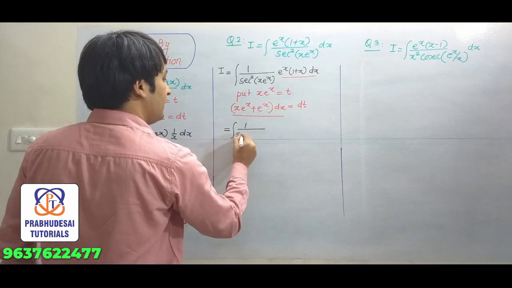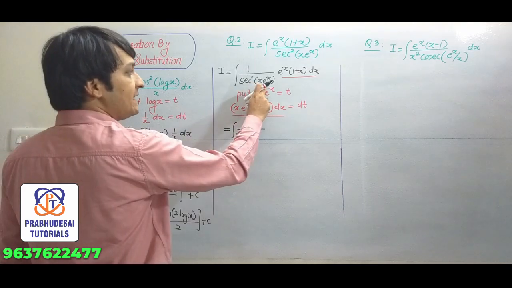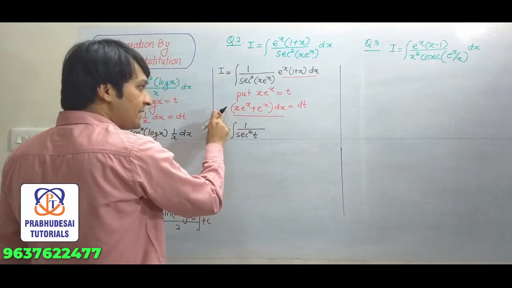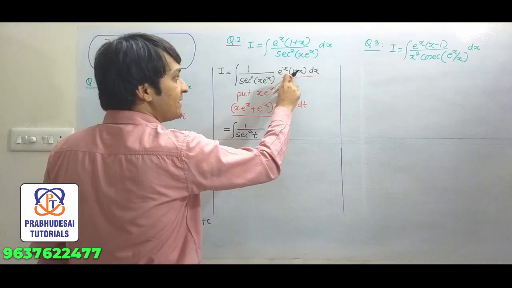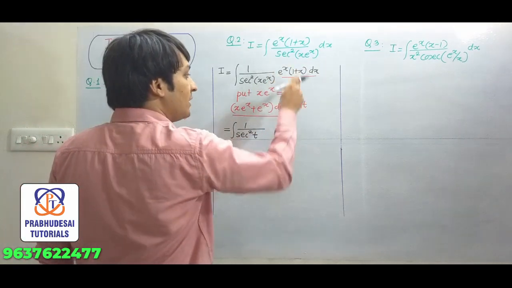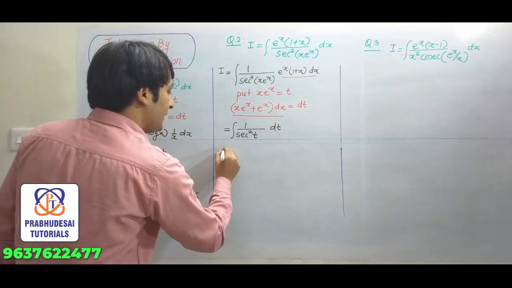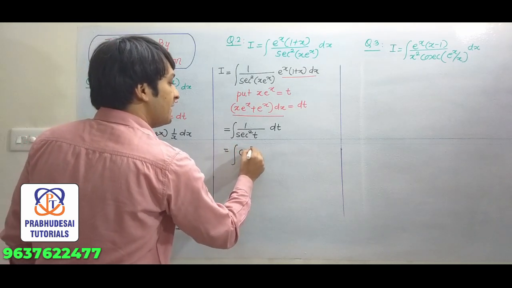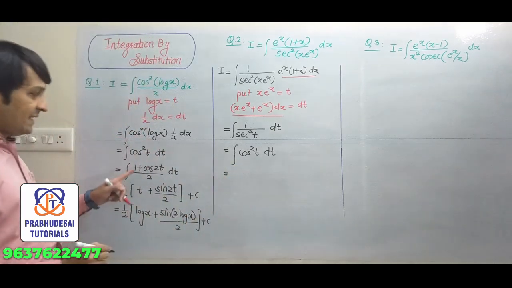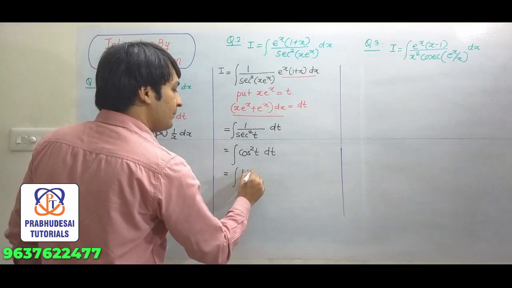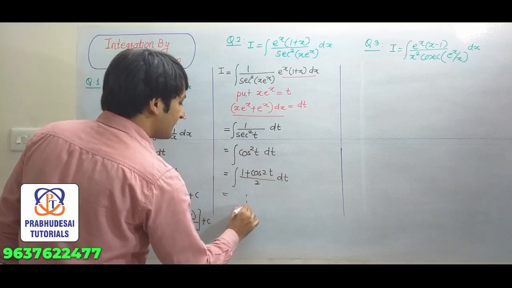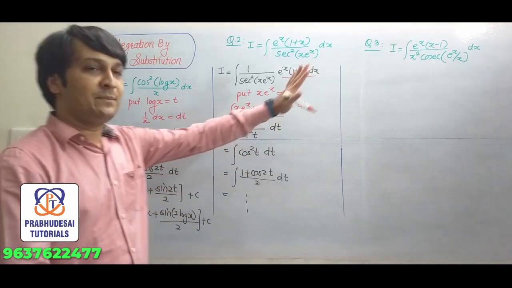Integration of 1 upon sec square of, what is x e raised to x? It's t. What is this term here? If you take e raised to x common, it will be the same here. Just take e raised to x into 1 plus x. Correct or not? This whole term is what? dt. Now tell me, integration of 1 upon sec squared is cos squared t dt. Correct or not? Now what is integration of cos squared t? Same here. Integration of cos squared is 1 plus cos 2t upon 2 bracket complete dt, and same integral like this. Let me explain the third one.